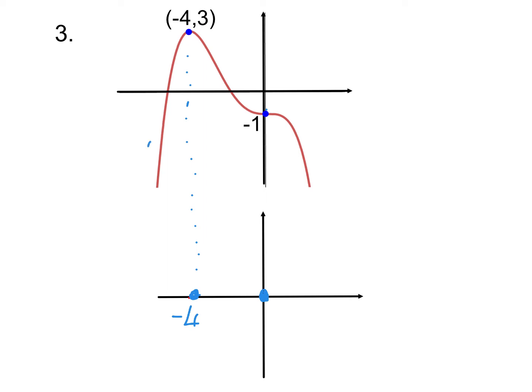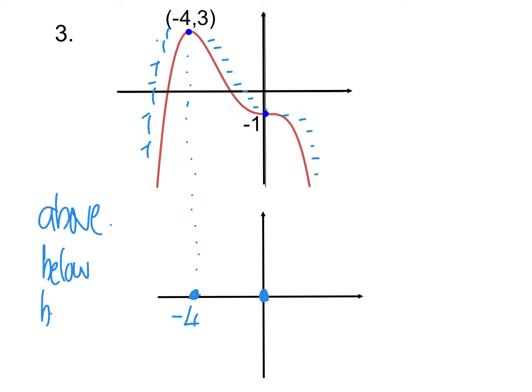Before the first turning point, my graph was always increasing, so this bit is going to be above. So it's going to be above for the first bit. In between my turning points, it's going down the way. It's decreasing, so that's going to be below. And then after that, it's decreasing still, so that's going to be below again. So for the first bit, it's going to be above.